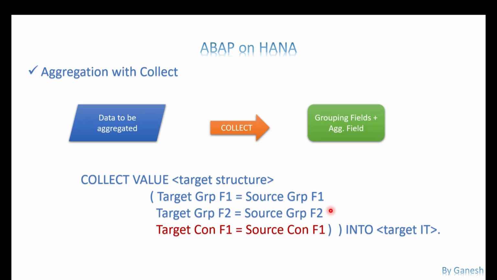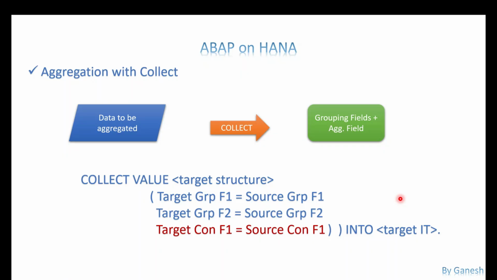These are very simple, we already know it. Then you have to pass the consolidated fields, the ones you need to add up or aggregate, in the same manner. For differentiation, the blue ones are non-numeric fields and this brown, whatever color it is, is all numeric fields, into the target internal table. So this is the syntax for collect.